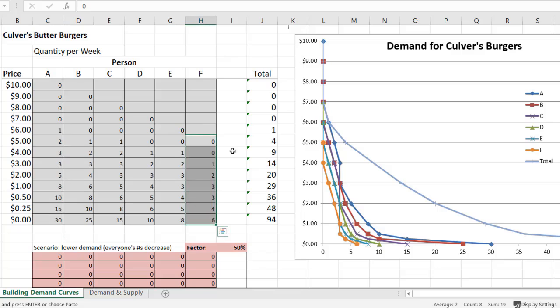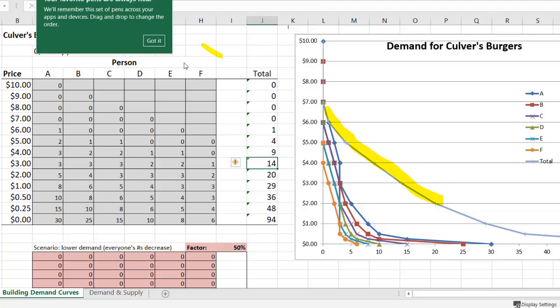What we probably really care about is the overall market demand. That's the total over here, and the way we achieve that is by summing up horizontally the quantities each individual person will buy at any price. At $4, everybody in our market is going to buy 9 burgers. If the price falls to 3, everybody buys 14. That's given by the light blue line over here. That's what we would call the market demand curve. So here is my market demand curve.